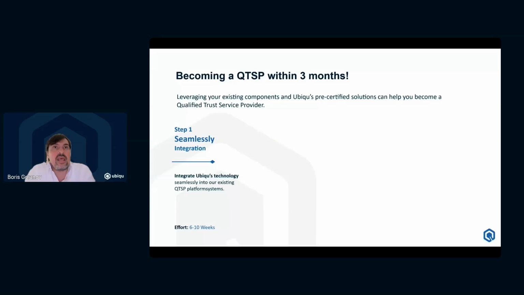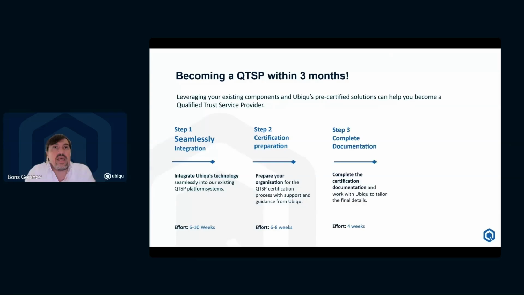And what does that mean? So first is integration in our QTSP platform. Second thing is preparing your organization to become a QTSP, with their processes, and aligning that with our processes. Then we need to complete the certification documentation tailored with the Ubiqu pre-certified solutions. And then, of course, the auditors need to come by and actually do the audit on you as a QTSP.